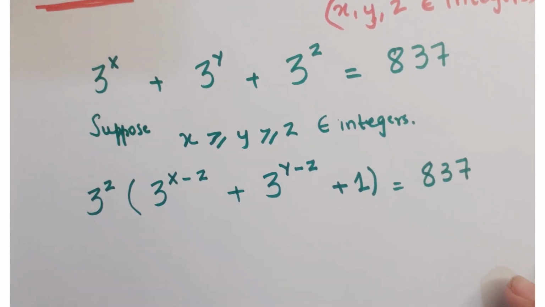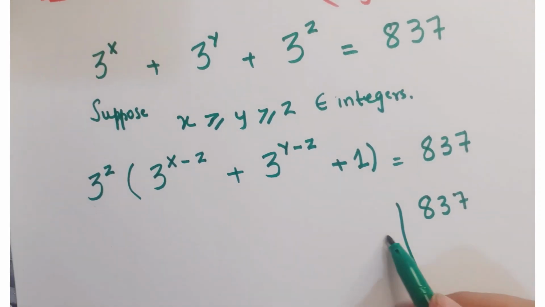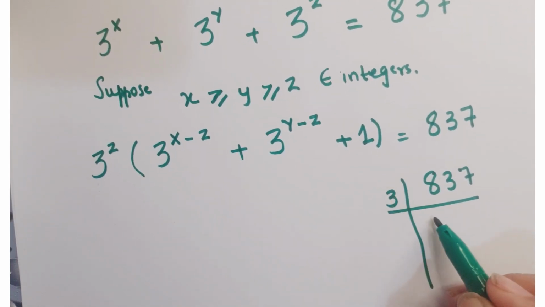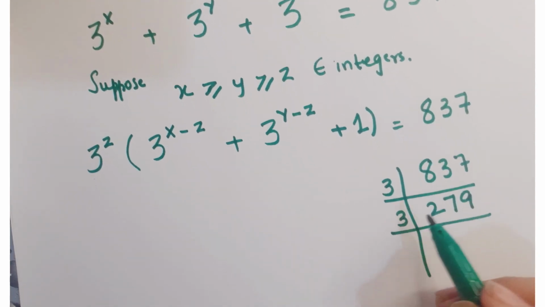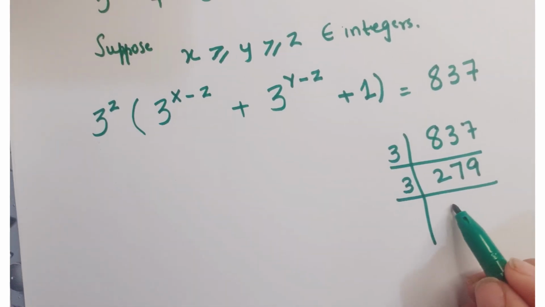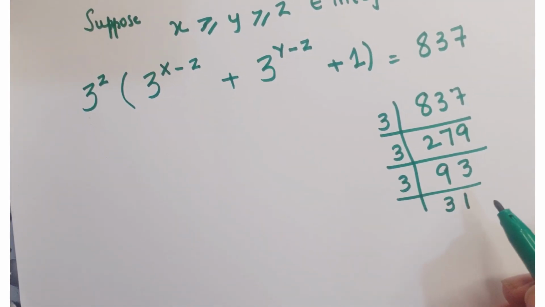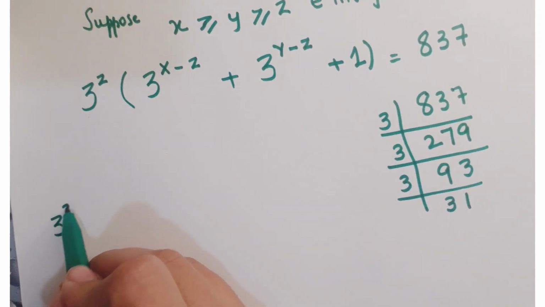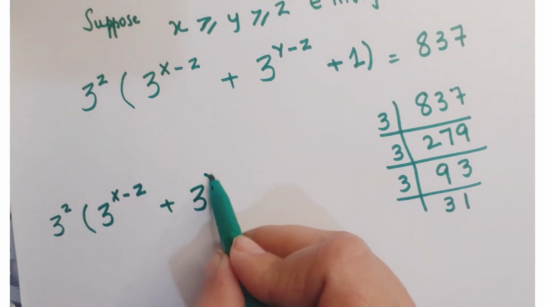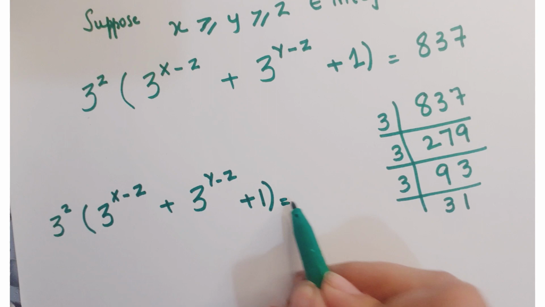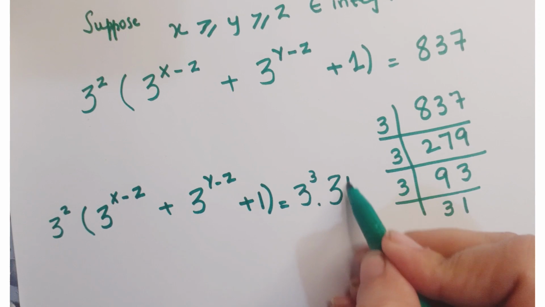is equal to 837. Now let's find the factors of 837. First of all, dividing it by 3, you get 279. Further dividing by 3, you get 93. Further it is divisible by 3, this is 31. So we can write this expression as 3 to the power z, into 3 to the power x minus z plus 3 to the power y minus z plus 1, is equal to 3 to the power 3 into 31.